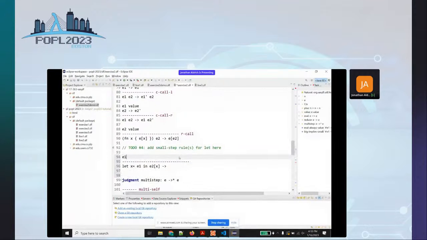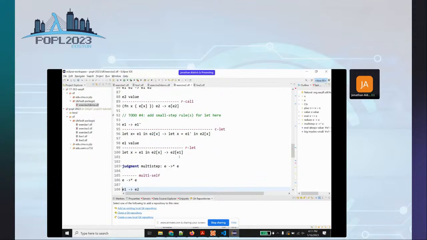Yeah, okay. So let's say E1 reduces to E1 prime. And then we get let x equals E1 prime in E2 of X. That would be a congruence let, or context let. So pick your favorite term. Okay, so what would the other rule look like? If E1 is a value, good. E2 with E1 substituted in. Yep. Reduce let. Okay, so Sassy Elf's happy about that.